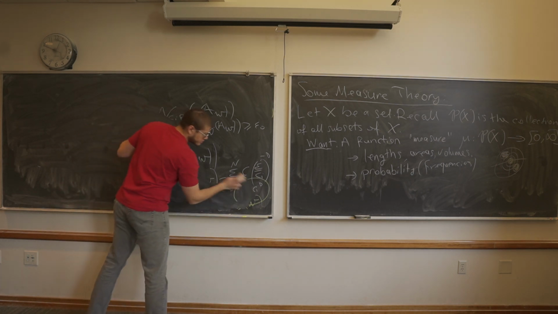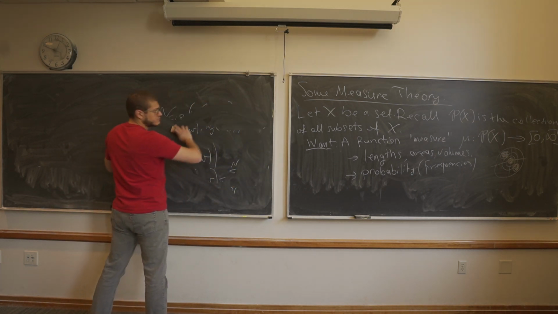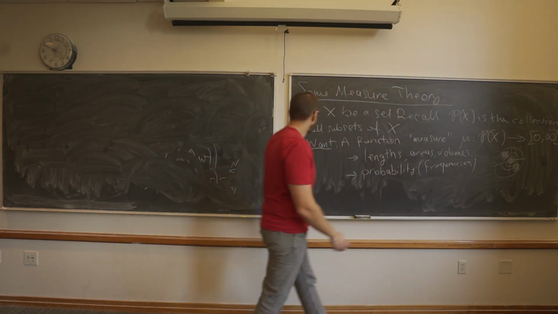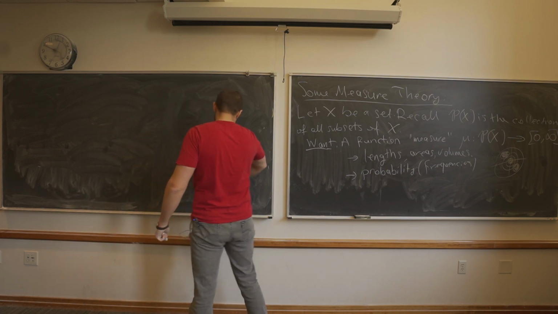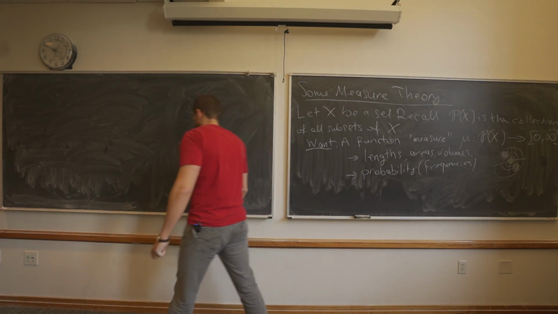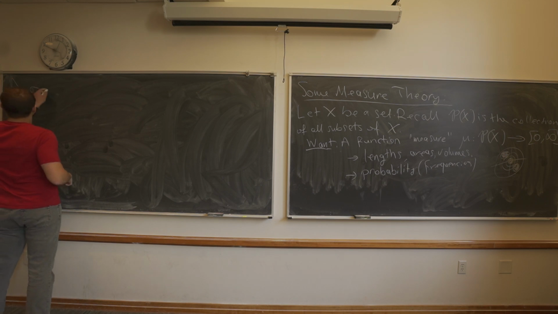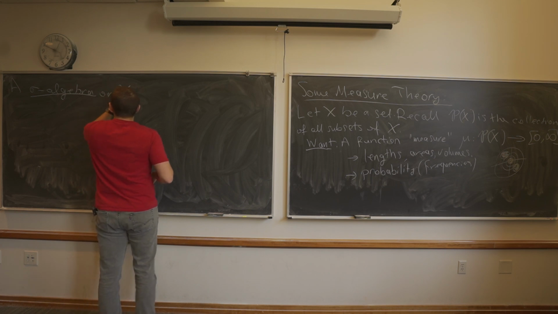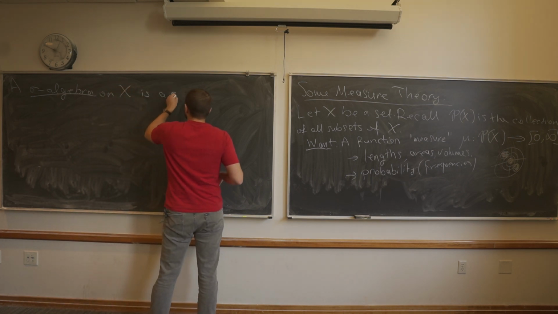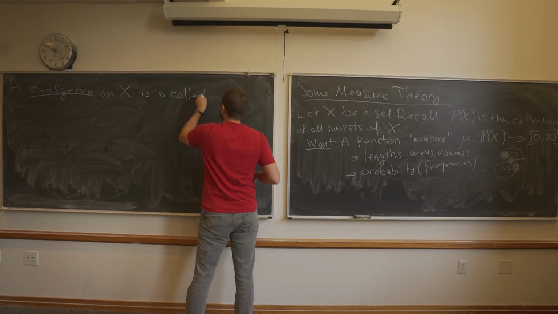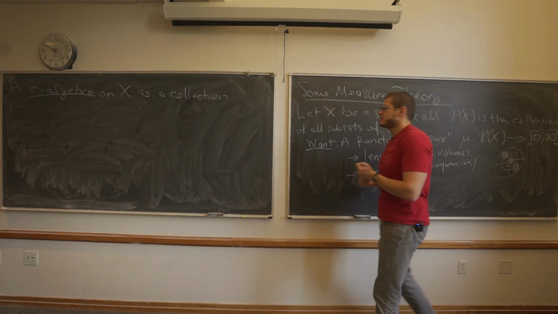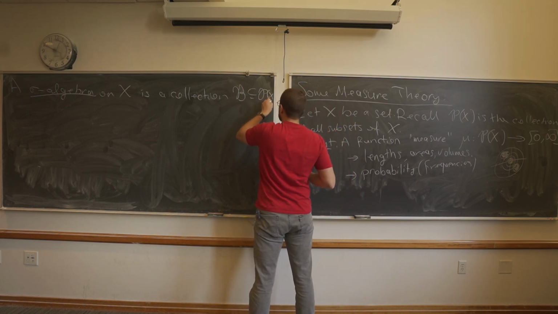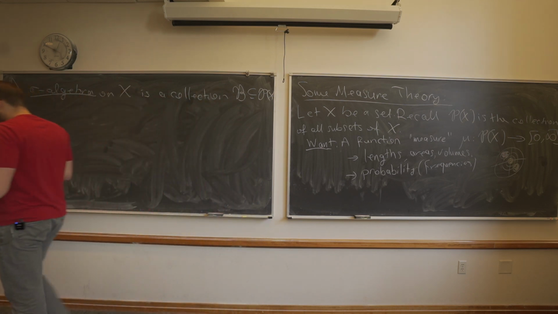So a sigma-algebra on X is a certain collection of subsets of X. That is to say, it's a certain subset of P of X. A sigma-algebra on X is a collection, let's denote it by curly B, satisfying the following properties.